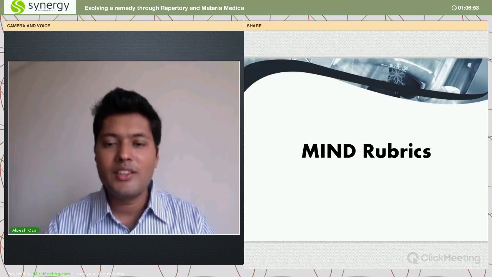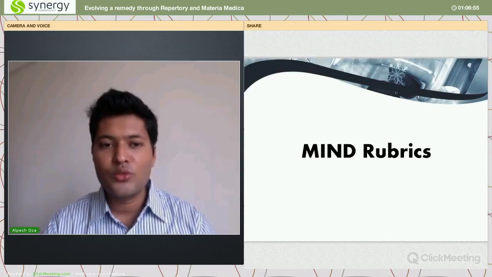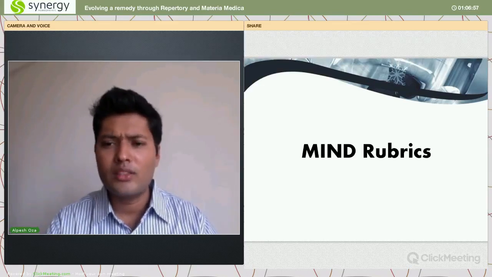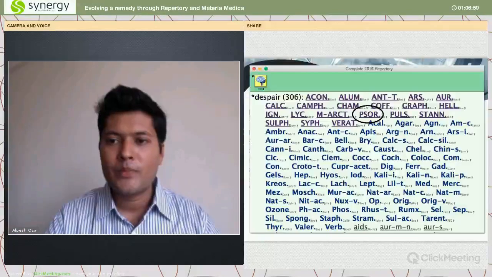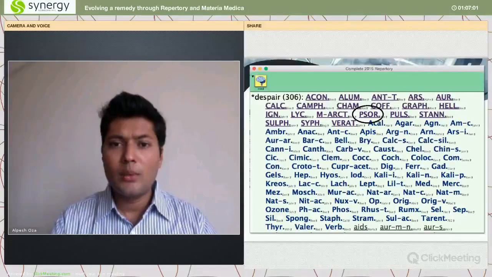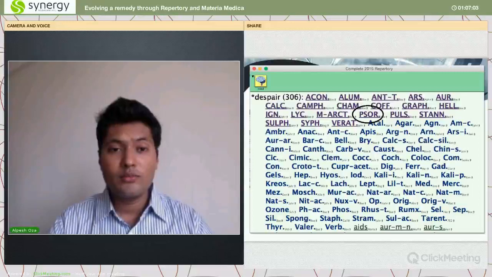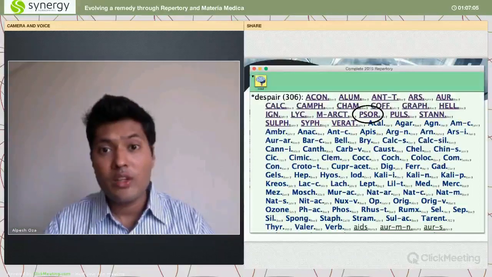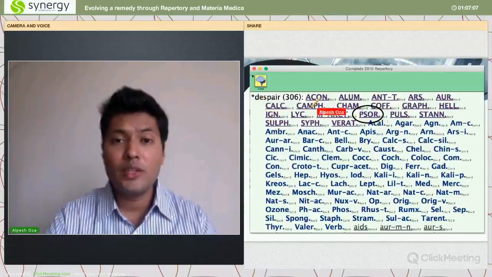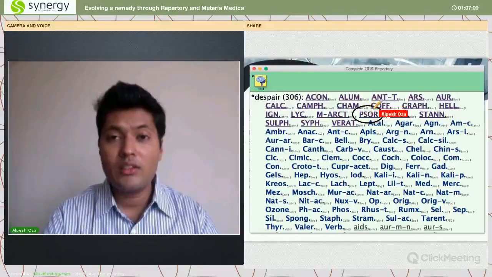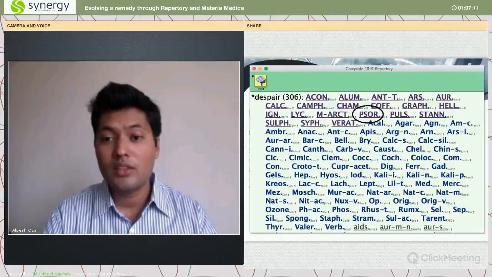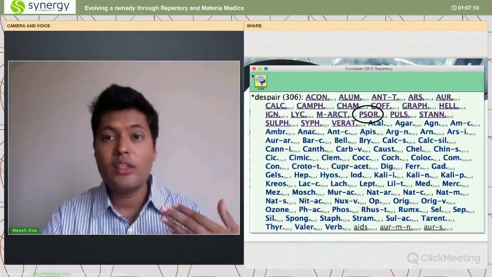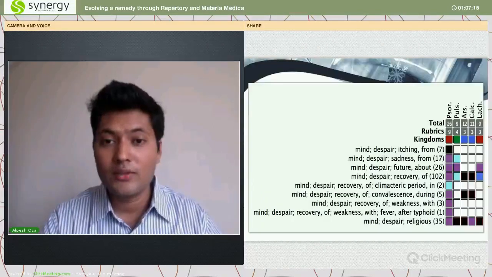Now we'll understand the mind symptoms of Psorinum with the help of rubrics. So we see the main feeling in Psorinum is this feeling of despair. When we see the rubric despair, it is given in 4 marks. Let us try to understand why he is having this feeling.